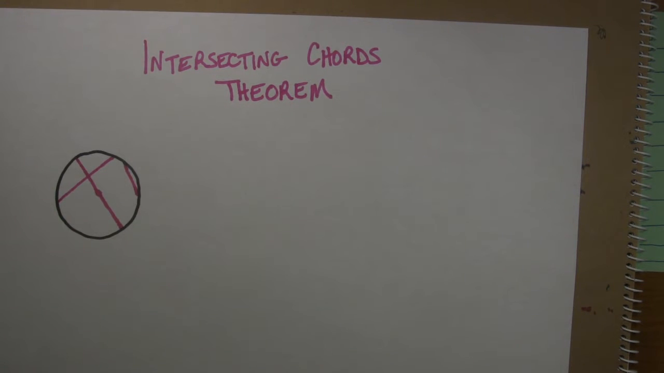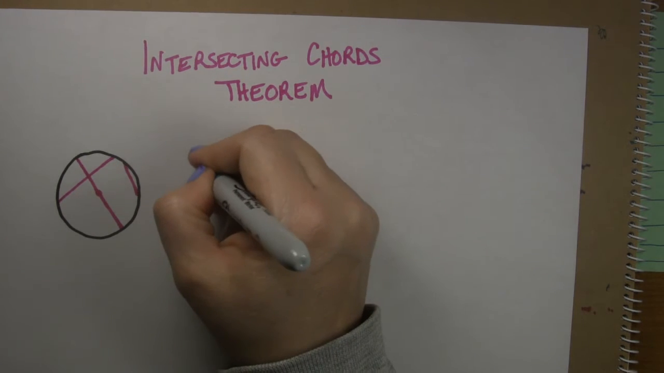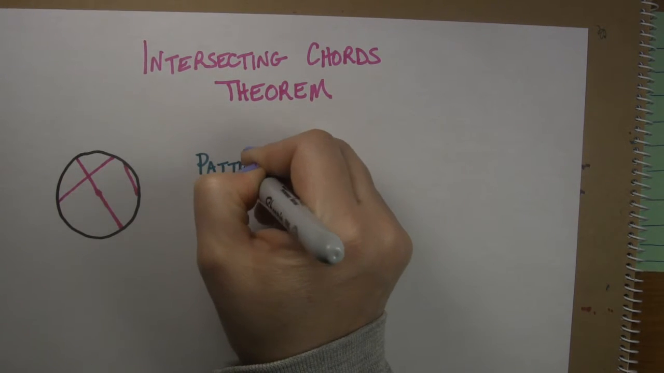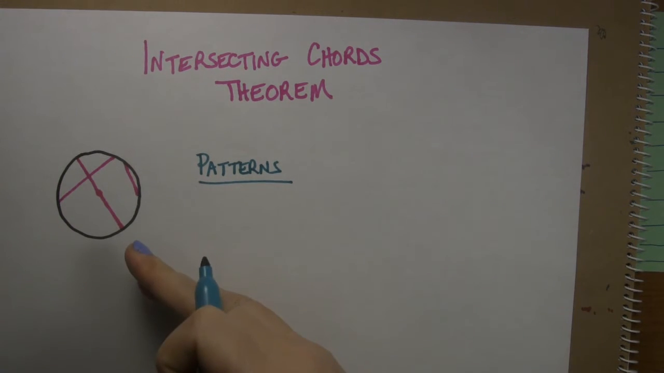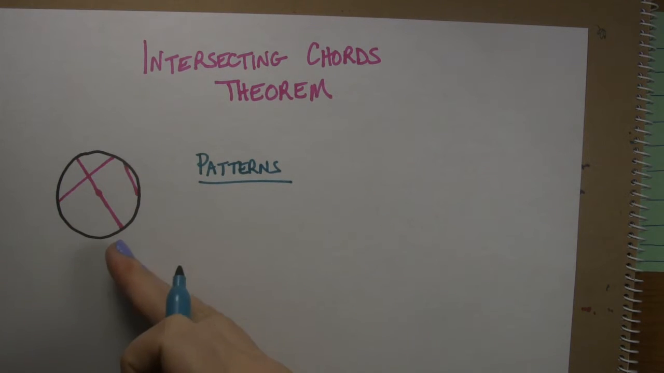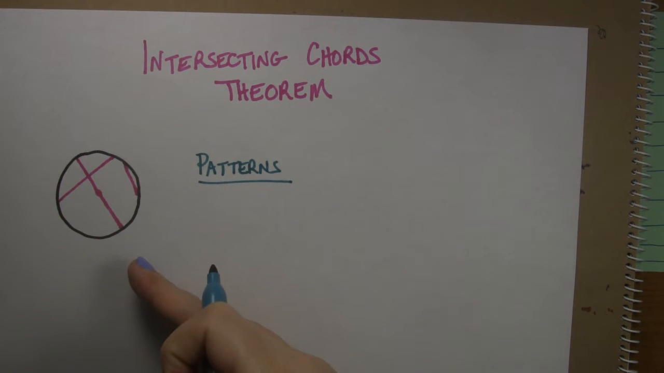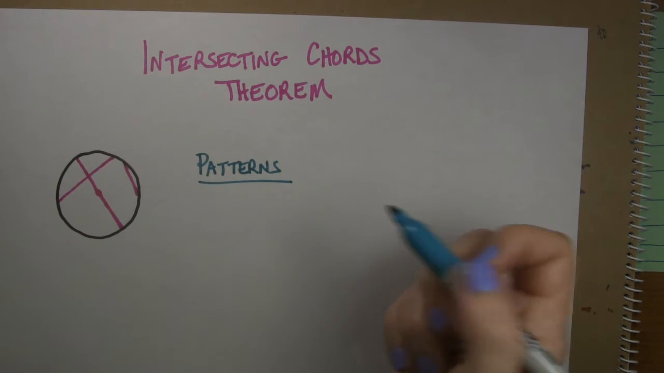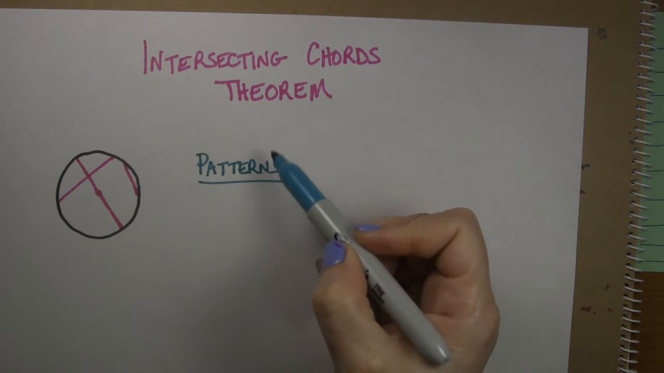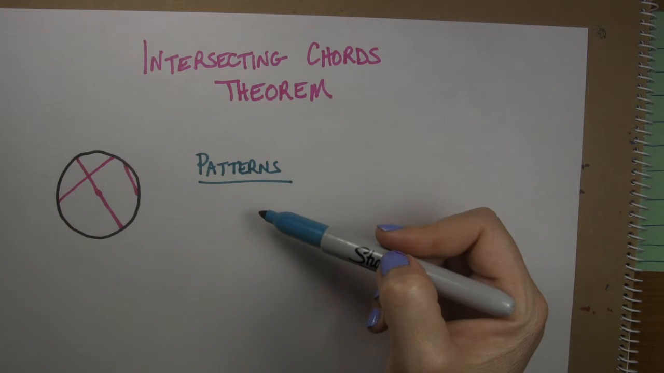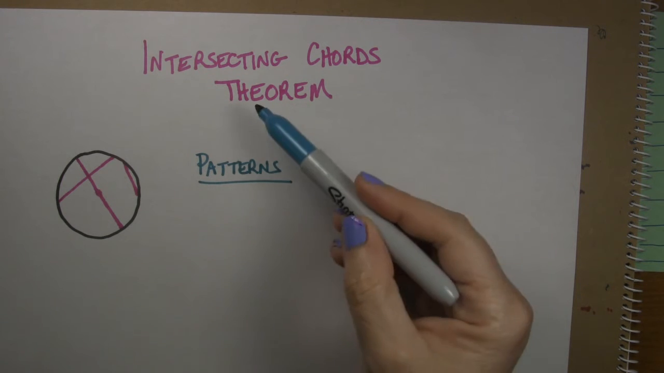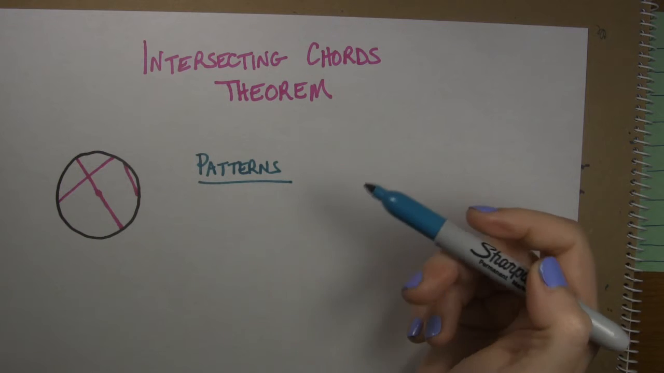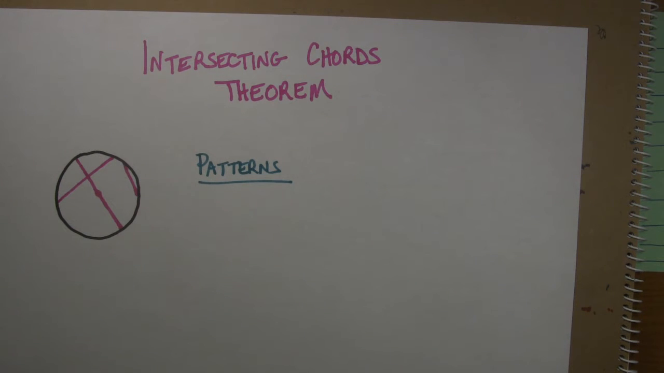What mathematicians do is they sit around and they look for patterns in life. They try to figure out, is there a rule that applies to every chord in every circle that has ever been drawn? That's what they think about. And fortunately for us, there were some very smart mathematicians who came before us, and they figured out some super cool patterns about chords, and we are going to learn one of them called the intersecting chords theorem.